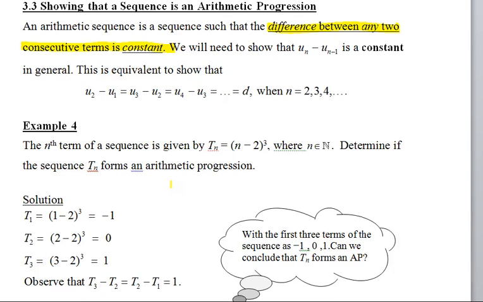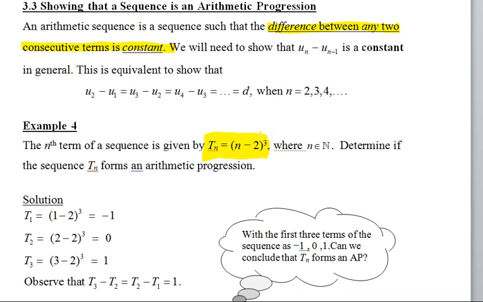Example 4. Okay, I know the earlier ones were very easy. Now we come to the serious part. Okay? Ready? Question gives us, this is the general expression for the nth term. Alright, this is the general expression of the nth term. Determine if Tn forms an arithmetic progression. This is quite easy.